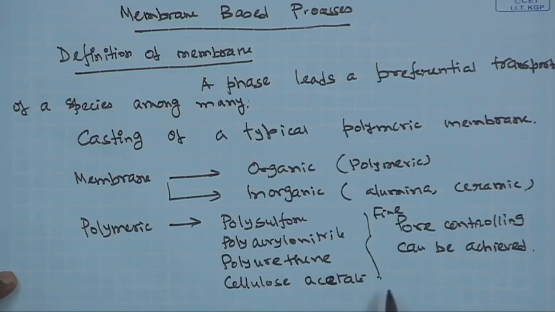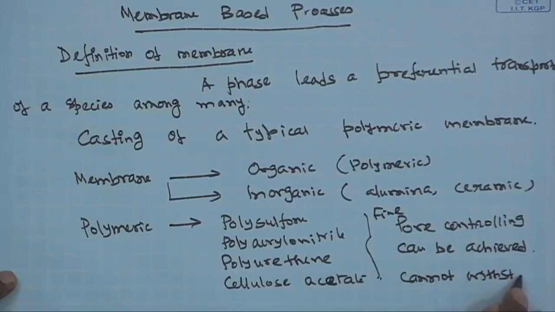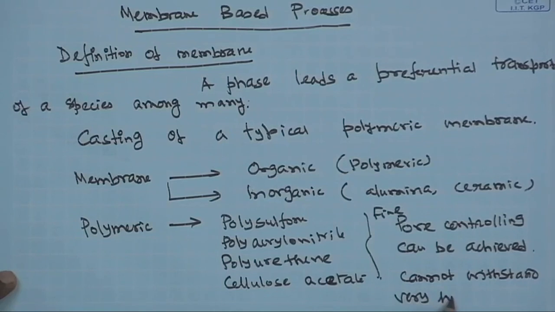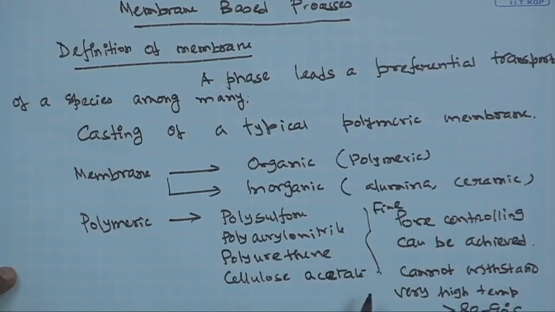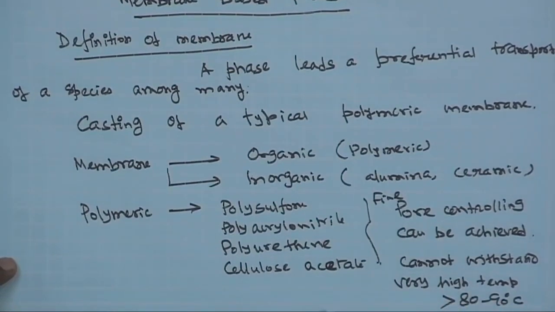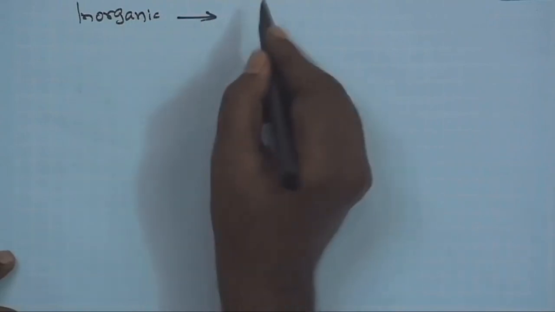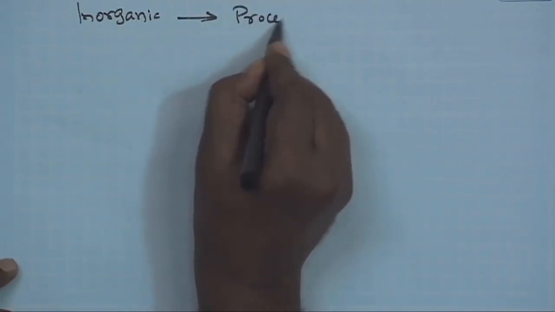On the other hand, these polymeric membranes cannot withstand high temperature. And what is very high temperature? Typically beyond 80 to 90 degrees centigrade. So, if you have a high temperature process stream, you cannot directly send it into the membrane system. One has to go through a heat exchanger, bring the temperature down, and then direct it into the process having the polymeric membranes. On the other hand, in the case of inorganic membranes, the problem is not that much. One can handle a process stream at very high temperature.